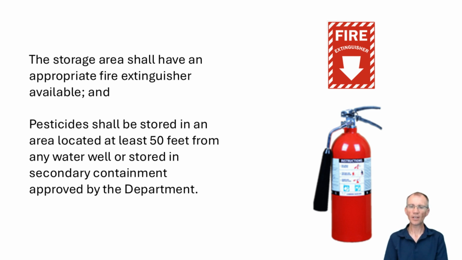And I just want to mention here, this is very important. The reason why you need to store pesticides at least 50 feet away from any water well or in a secondary containment approved by the department is because you're dealing with pesticide concentrates. These concentrates could spring a leak at any time, or there could be a spill somewhere in that storage area, and you have to understand, if that actual concentrated product starts to leak outside of that building, it very easily can contaminate something like a water well, and we all know that would be very dangerous for anybody in the area.